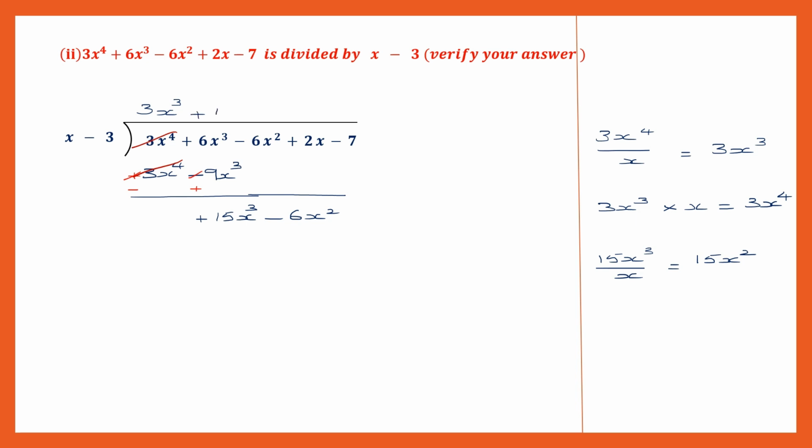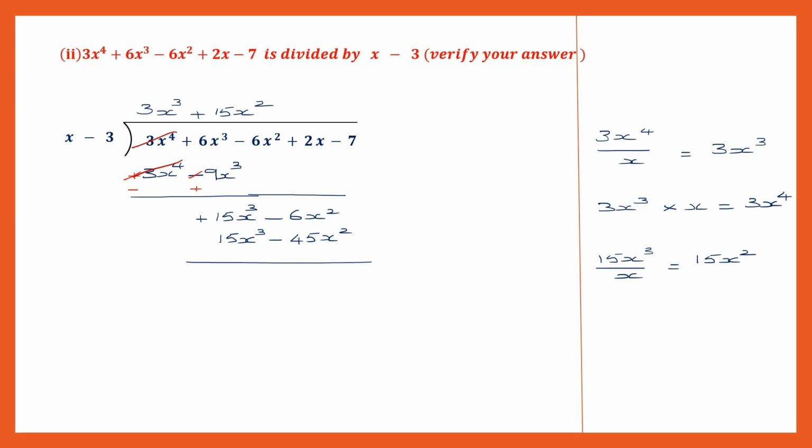Plus 15x square. Now again, we're going to multiply every term of this into the quotient that we just got, 15x square. Let's try and do it here itself. 15x square into x. So the number is 15. X square into x is x to the power of 3. Then let's multiply 15x square into minus 3. The sign is minus. 15 into 3 is 45 and x to the power of 2.